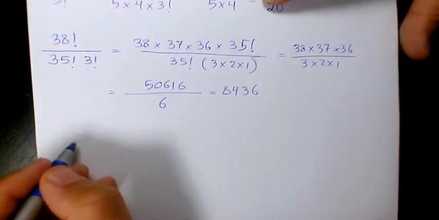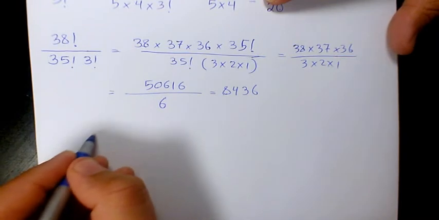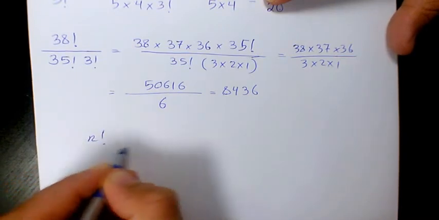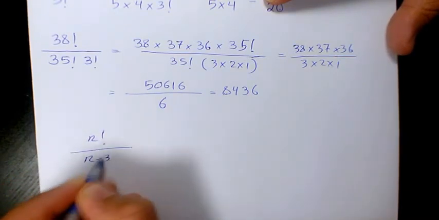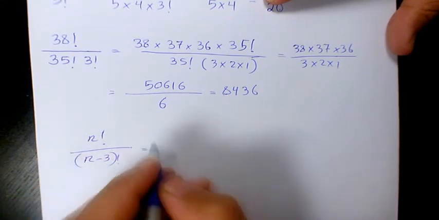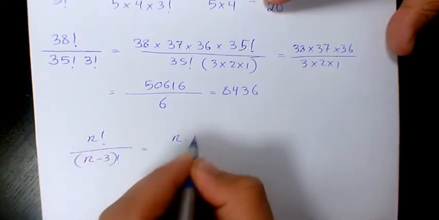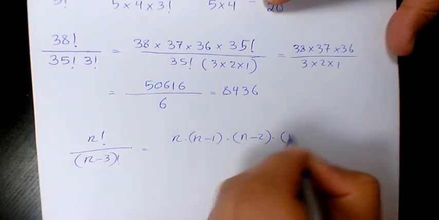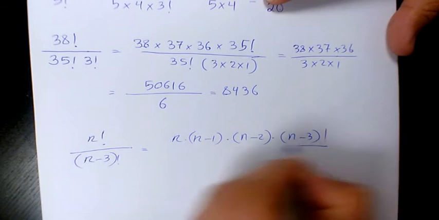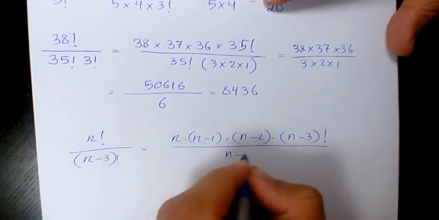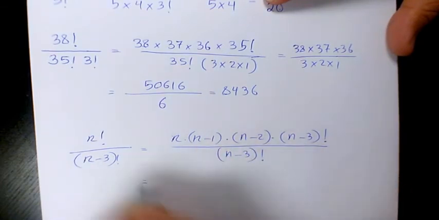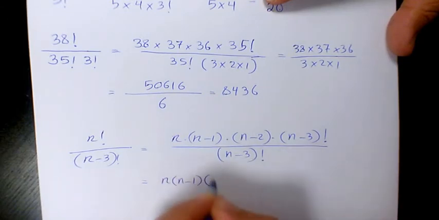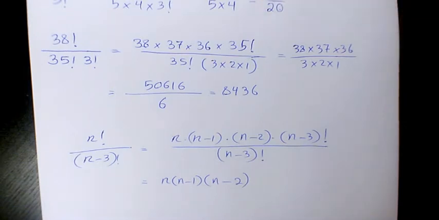Now next example, what is n factorial over n minus 3 factorial? We're going to say n factorial is n times n minus 1 times n minus 2 times n minus 3 factorial divided by n minus 3 factorial. Now n minus 3 factorial and n minus 3 factorial cancel out, and the answer is going to be n times n minus 1 times n minus 2.